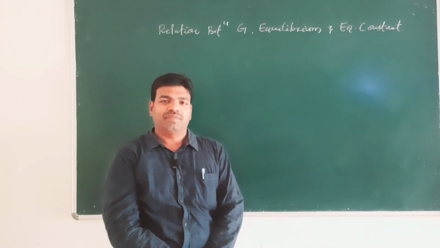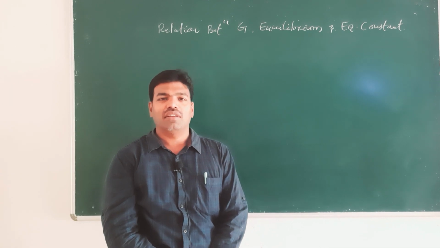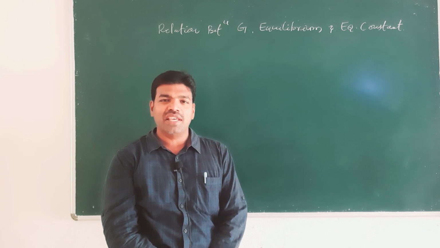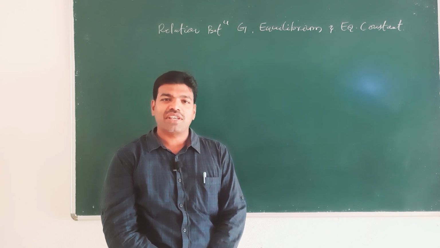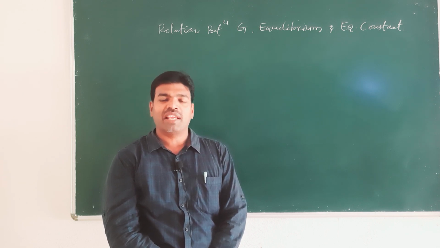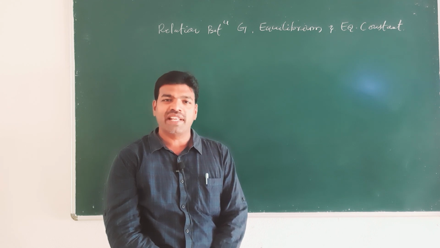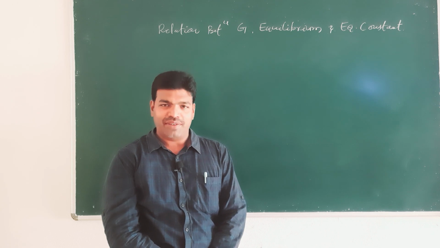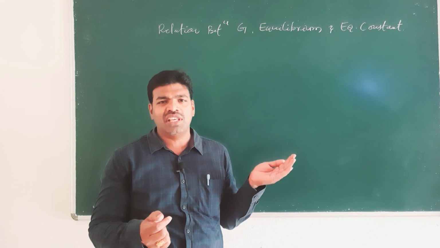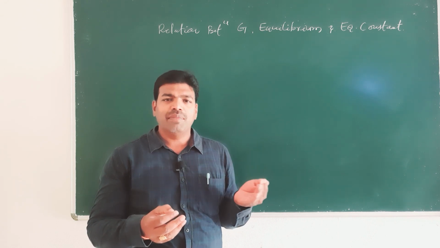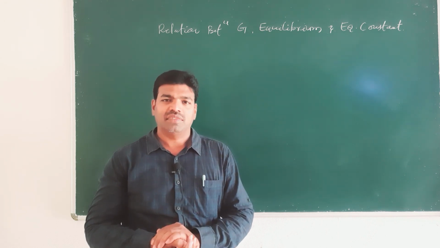We know that for a chemical reaction to occur spontaneously, Gibbs free energy change should be negative. I repeat, for a chemical reaction to take place spontaneously, Gibbs free energy change should be negative. Then what is the relation between Gibbs free energy change and equilibrium constant?